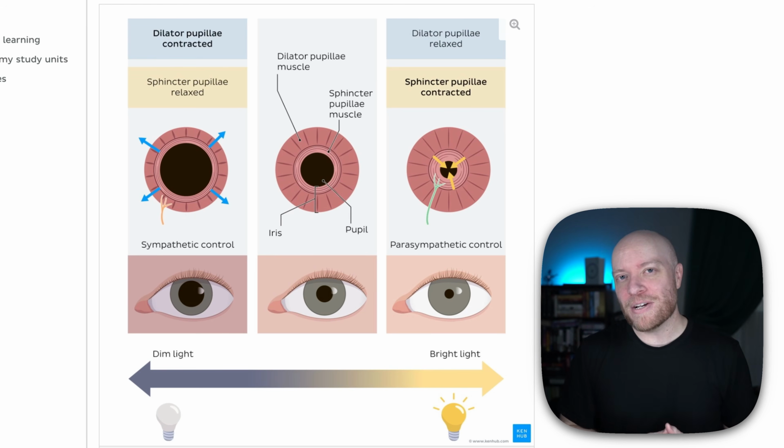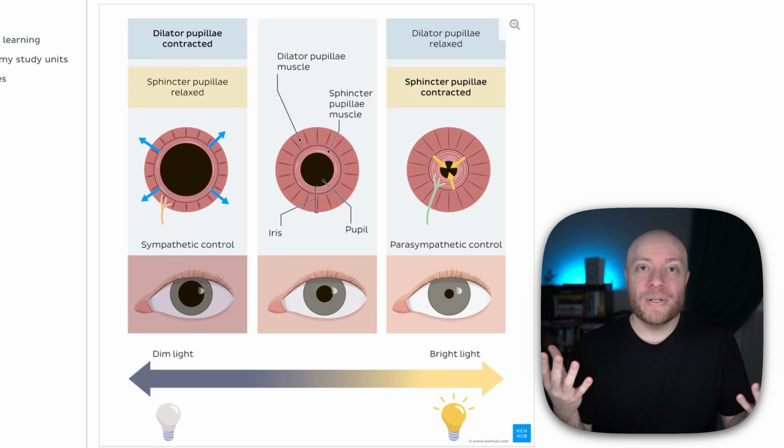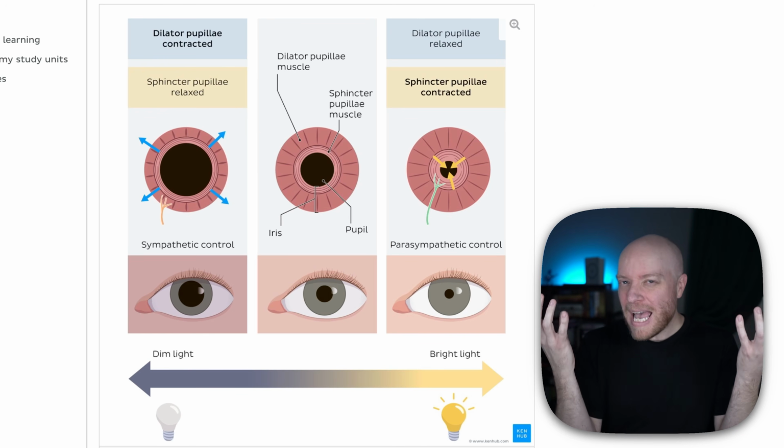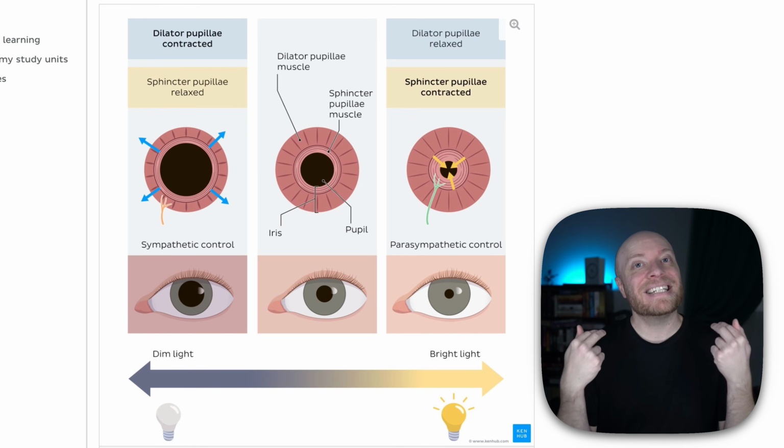But this may seem a little strange at first, because obviously the ability to constrict and dilate the pupils did not evolve so you could have a cool party trick. No. This evolved so you could really accurately control the amount of light that is let into the eye.